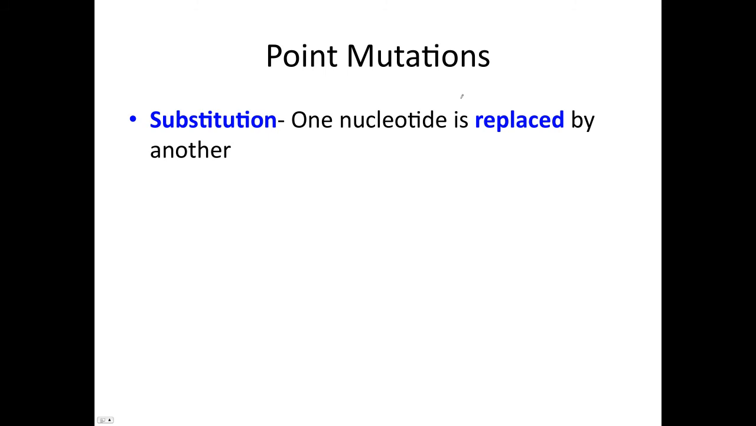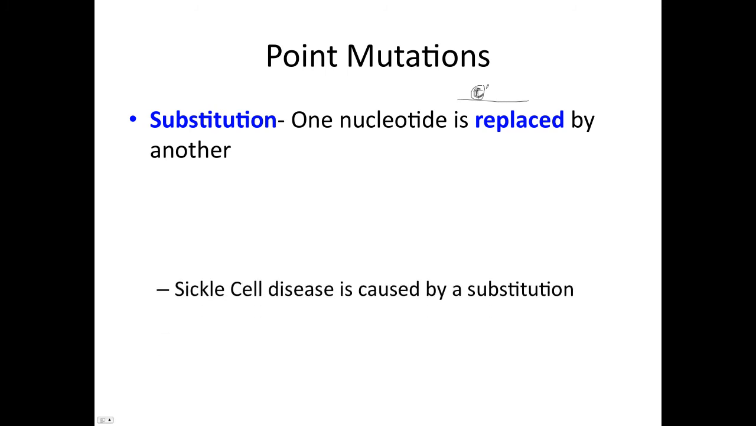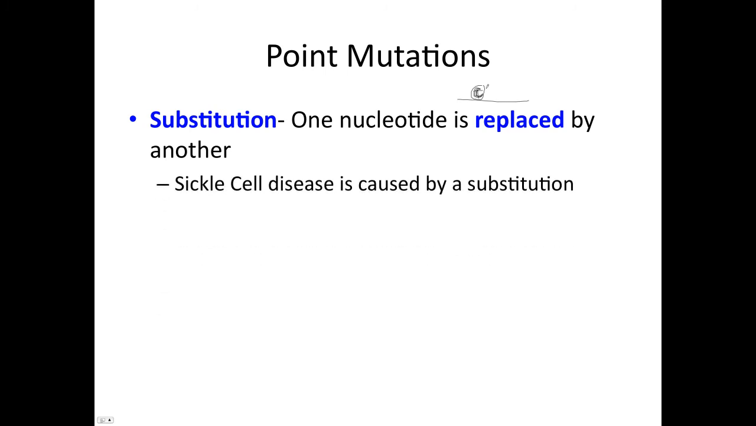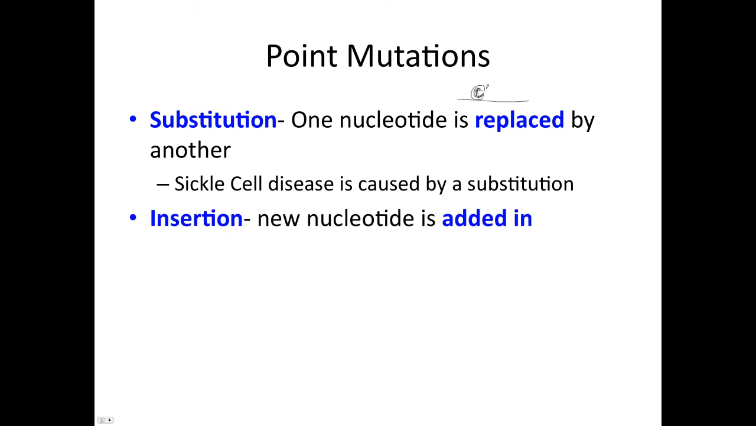So there's different types of point mutations. There's one, which I just demonstrated, which is substitution. One nucleotide is replaced by another. So in that long strand, if I had a T, I would just replace it with a C. This is what sickle cell disease is caused by: a substitution mutation.